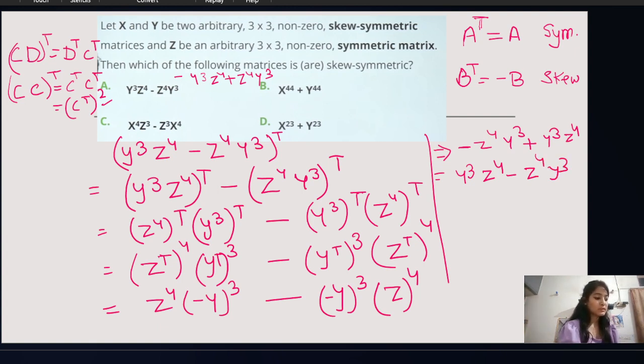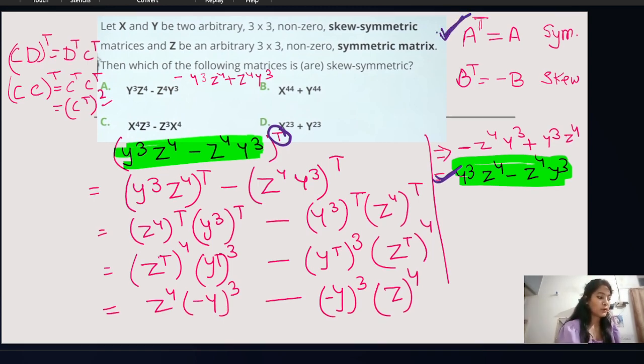So what you have noticed here is that from where you started, you are getting the same matrix. That means the transpose of the matrix is the same as the matrix. So it is holding the property of a symmetric matrix. So we can say option A will give us the symmetric matrix. We are getting the matrix after finding the transpose of this matrix, we get the same matrix. So we can say this is the symmetric matrix.